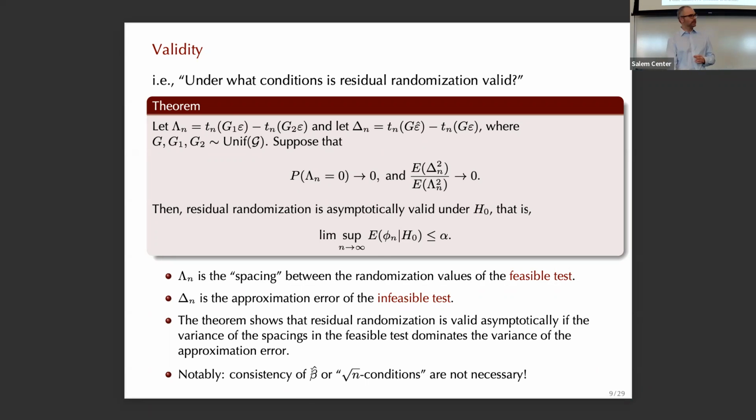Now, here's something notable. I don't require beta hat to be consistent, or even to be well behaved, or be like a square root of n estimator or something of that sort, which is what bootstrap requires. Actually, what this is really telling you is that beta hat has to be good enough such that the approximation error has lower variance in the limit than the infeasible test error, the idealized, the gold standard test. So as long as somehow your estimator is able to reduce that variance just by a little bit, just enough so that this condition holds, then we have a valid test. So really general condition.